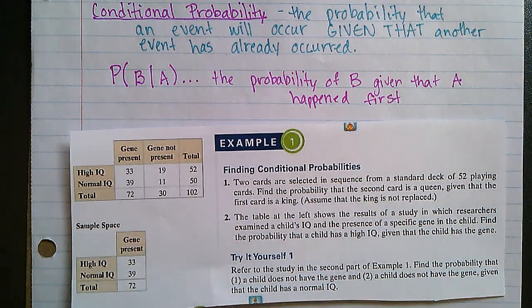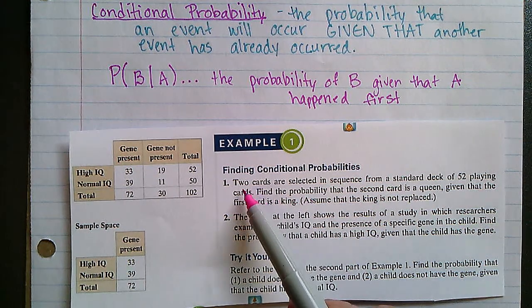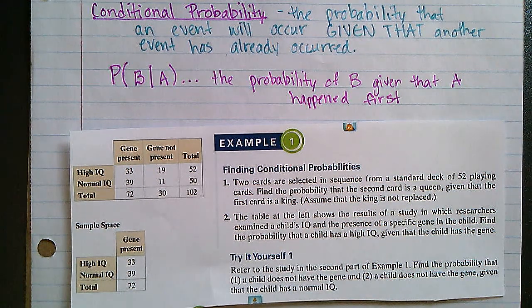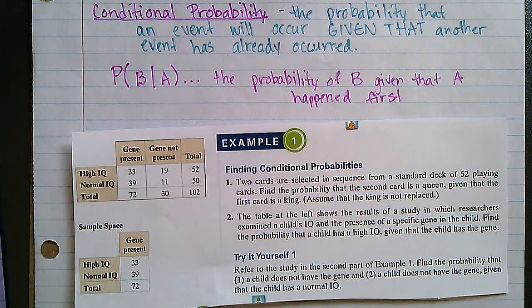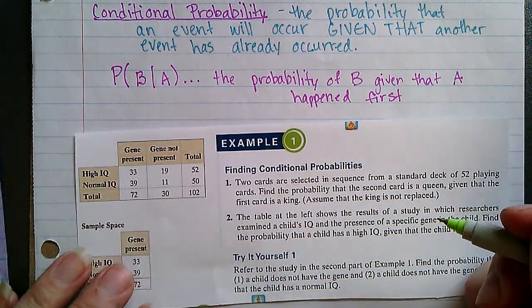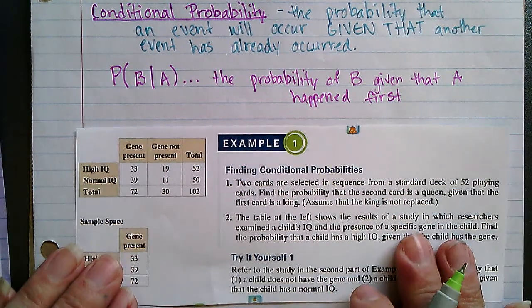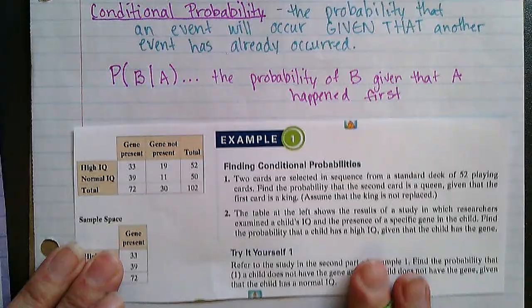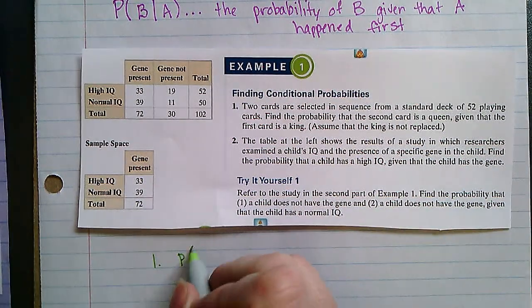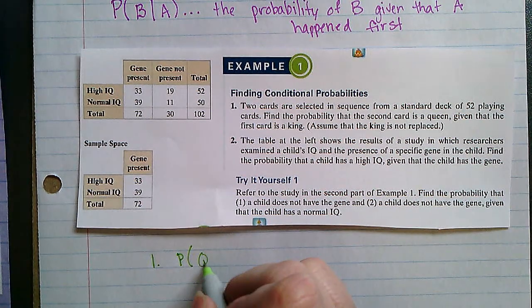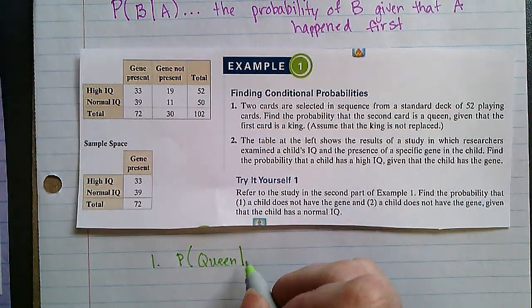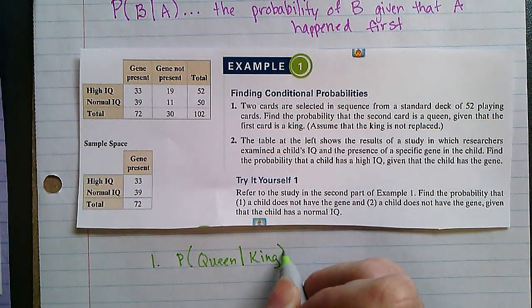So what we have over here, we'll do this one first. 2 cards are selected in sequence from a standard deck of 52 playing cards. Find the probability that the second card is a queen given that the first card is a king, assuming that the king is not replaced. So the notation that we'd be using for number 1 is the probability that we draw a queen given that a king has already been drawn.